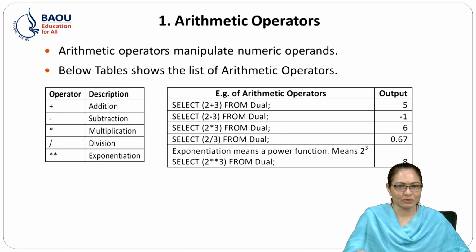Next is the exponential, meaning the power function, like 2 raised to 3. So the query is select (2 ** 3) from dual. The output of this query is 8. 2 raised to 3 means 2 into 2 into 2, which is 8.